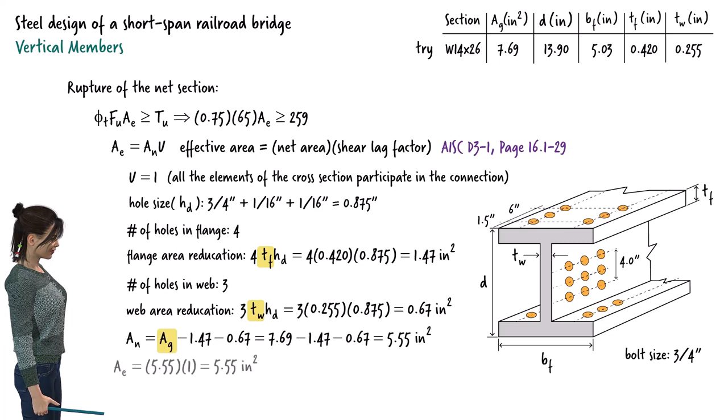These changes result in an updated effective area of 5.55 square inches, yielding a rupture strength of 271 kips for the member. So, W14x26 has adequate rupture strength. Now we need to check the section's block shear strength.